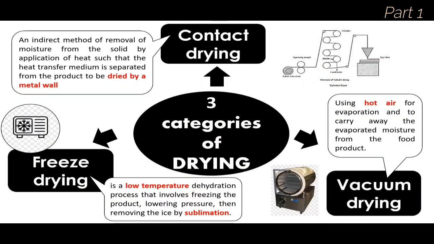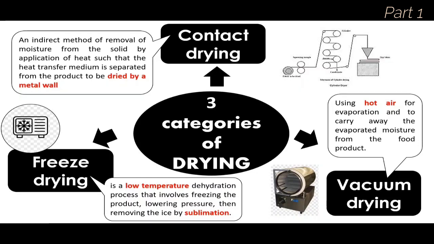As you can see, there are three categories of drying method, which are contact drying, freeze drying, and vacuum drying. First one is the contact drying. It is an indirect method of removal of moisture from the solid by application of heat, such that the heat transfer medium is separated from the product to be dried by a metal wall. So here is the picture to show one of the example of contact drying equipment, which is called the cylinder dryer. The wet food will pass through the heated metal to remove the moisture.